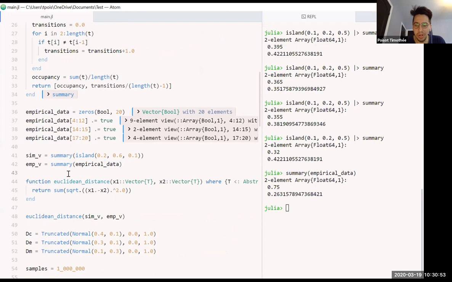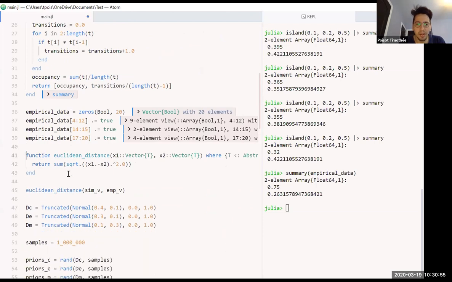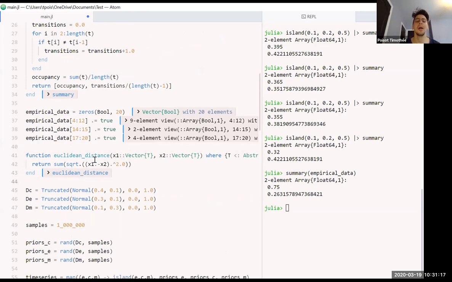We're going to define a function for the Euclidean distance. So it's going to be the sum of the square root of the square of the differences between occupancy and transition. We can do that because both occupancy and number of transitions are defined between 0 and 1. Of course, you should think very carefully about the sort of distances you're using.